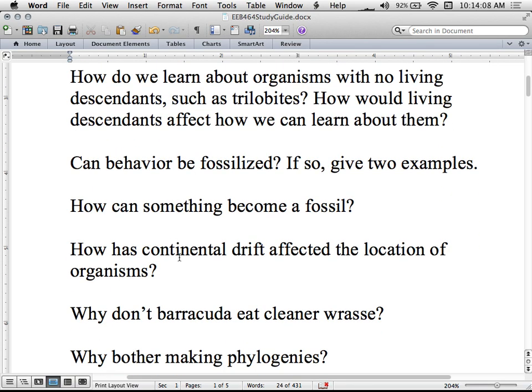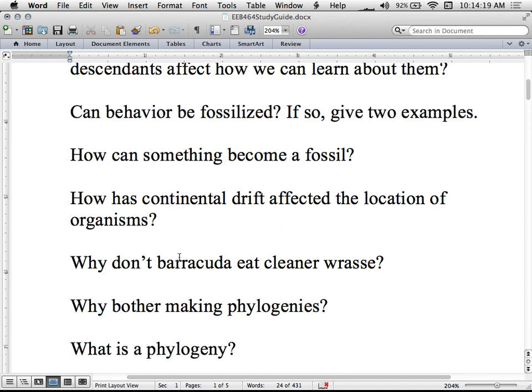Biogeography. So continental drift is one thing we talked about. So organisms riding continents around. Symbioses, and also game theory, so this relates to that. So why don't barracuda eat cleaner wrasse? Because barracuda eat tiny fish, and these are tiny fish. Why not eat them? So you should know about that.